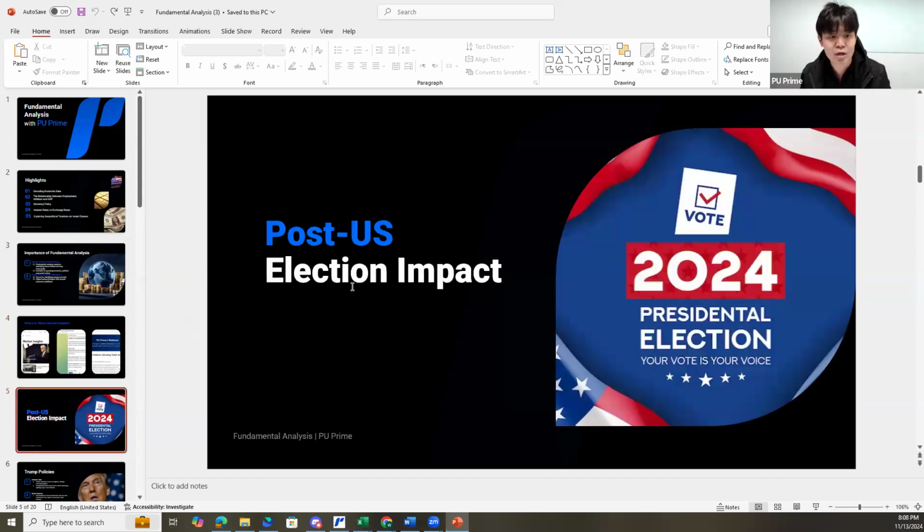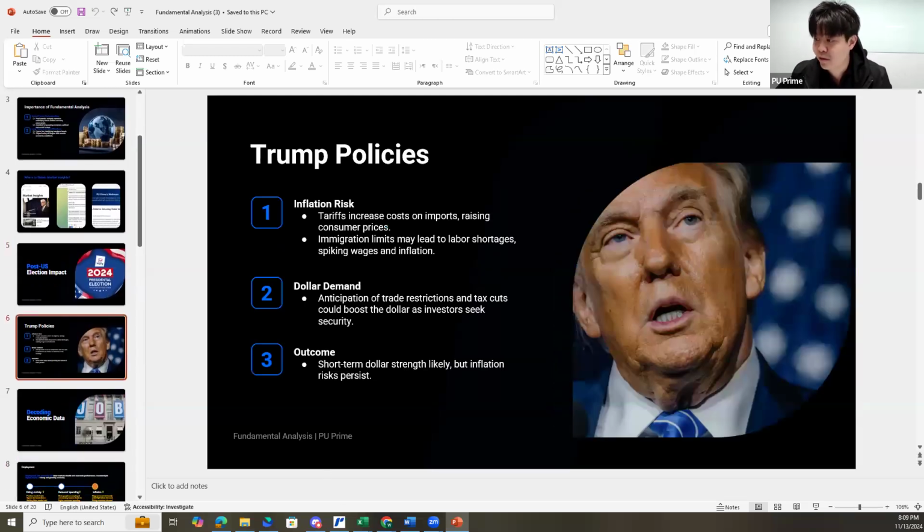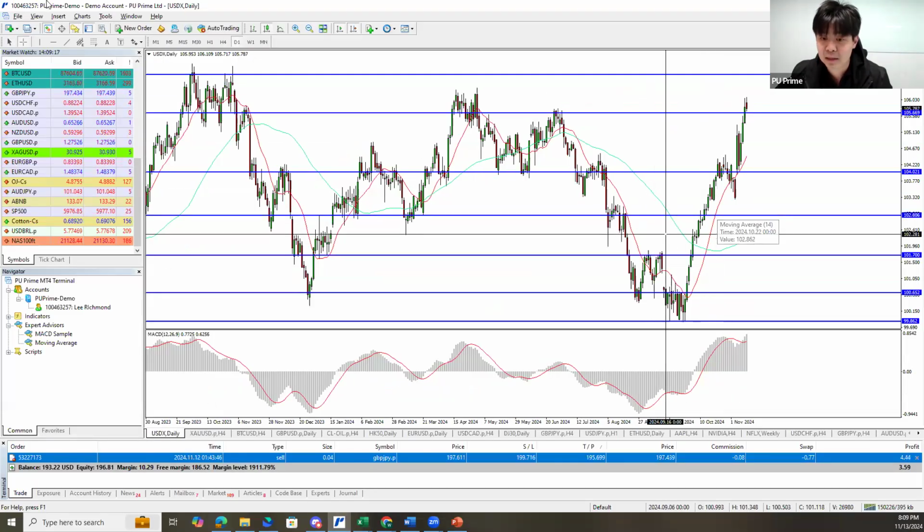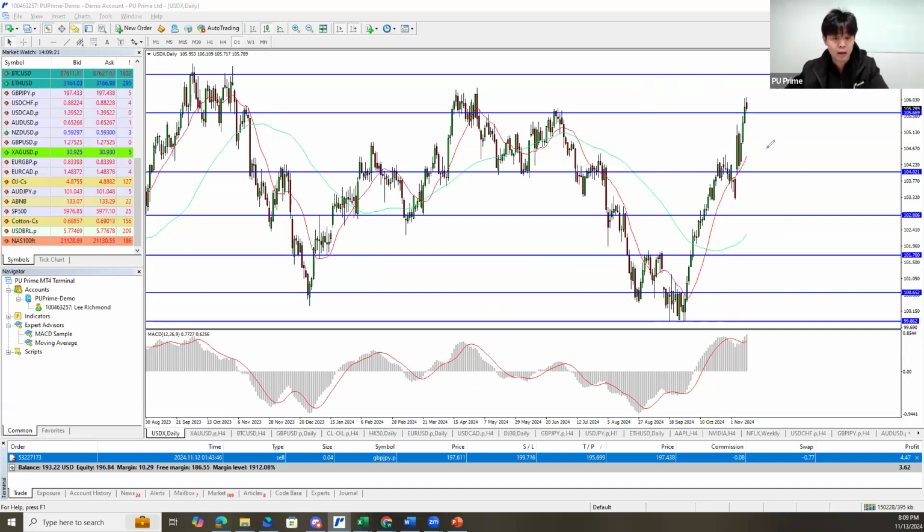Now we are going to discuss the post-US election impact. As you know, in the last few days, Donald Trump won the US presidency and Kamala Harris lost. What is he going to do, and how can he affect different asset classes? The most obvious one is the dollar movement. Before and even during the elections, the trend for the dollar was not very good and it dropped a little. But once Donald Trump won the election, you can notice that the dollar flew up aggressively.